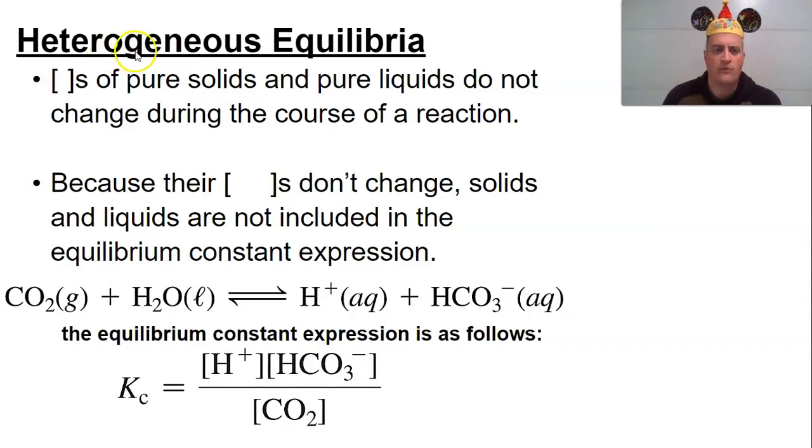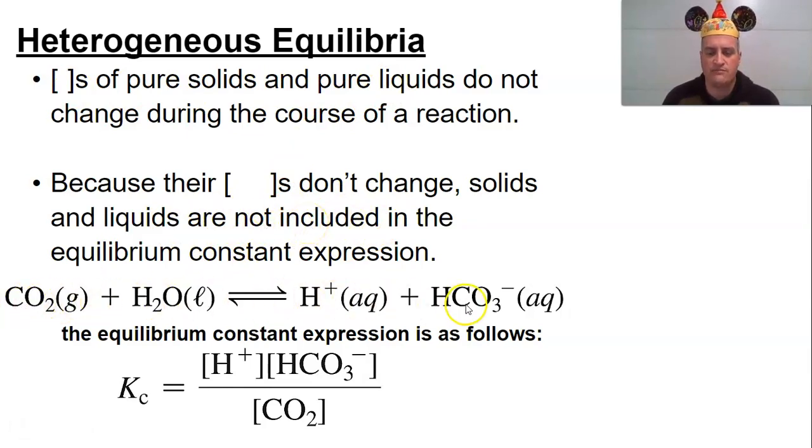Now, when we talk about heterogeneous equilibria, concentrations of pure solids and pure liquids don't change during the course of the reaction. And think about that, moles per liter. If the solid dissolved in a solution, but still some is left over, the moles went down, but so did the volume. Because they go down equally due to its density, its concentration does not change. Same with pure liquids. They're not included in the equilibrium constant expression.